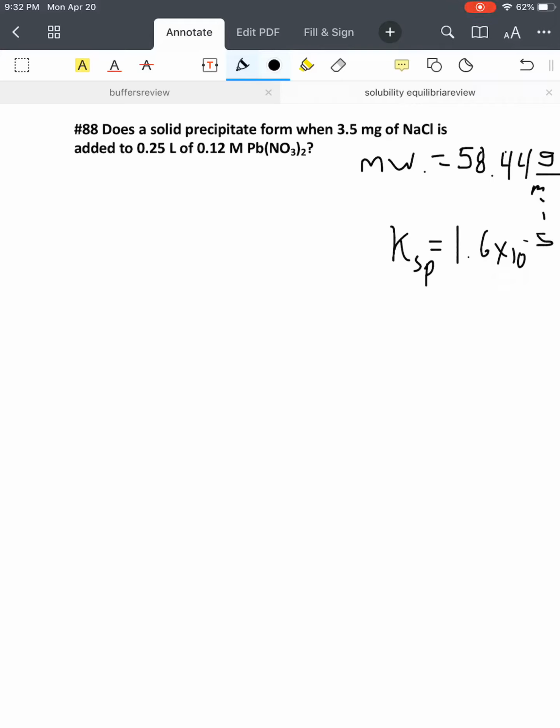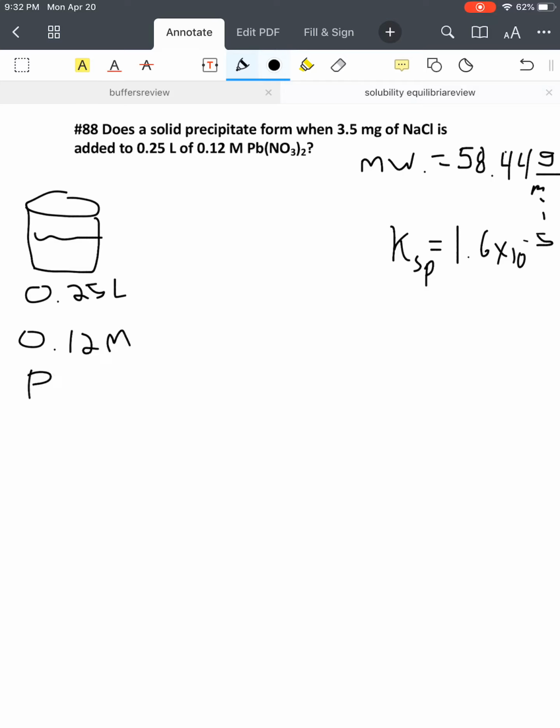All right, let's try this one. We're asked, does a precipitate form if we mix 3.5 milligrams of sodium chloride into a quarter of a liter of a solution? I like to draw a picture when I'm a little bit confused about what's going on. So I've got my quarter of a liter solution, and if I look carefully at what's in that solution, it's 0.12 mole per liter of a lead salt.